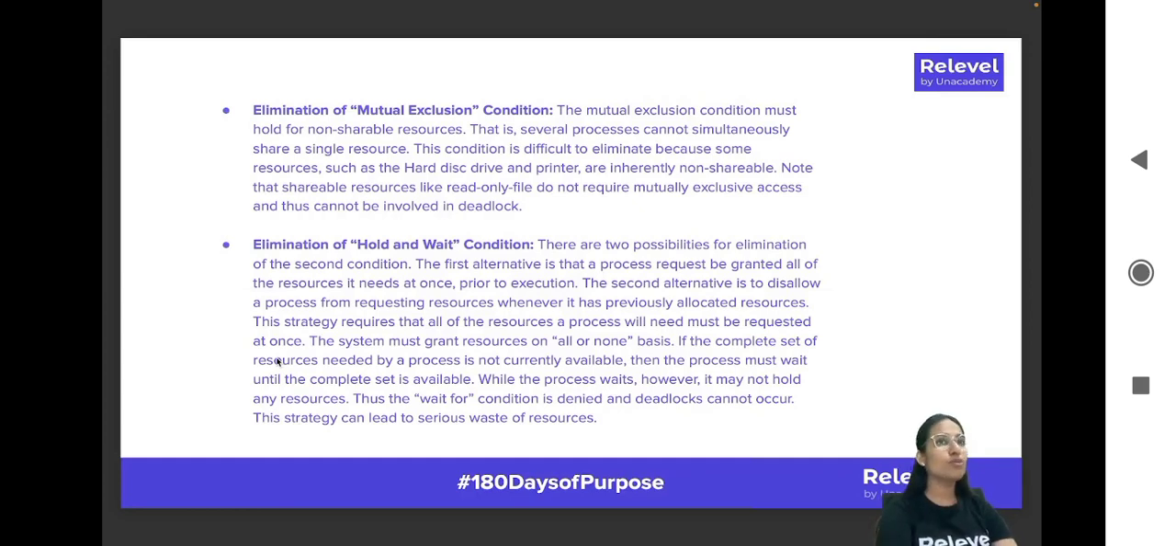Think of mutual exclusion from the resource point of view. A resource can never be used by more than one process simultaneously. If it has a single instance, it cannot be used by multiple processes simultaneously, which is fair enough as well, right? If it's a single instance, multiple processes cannot share it.